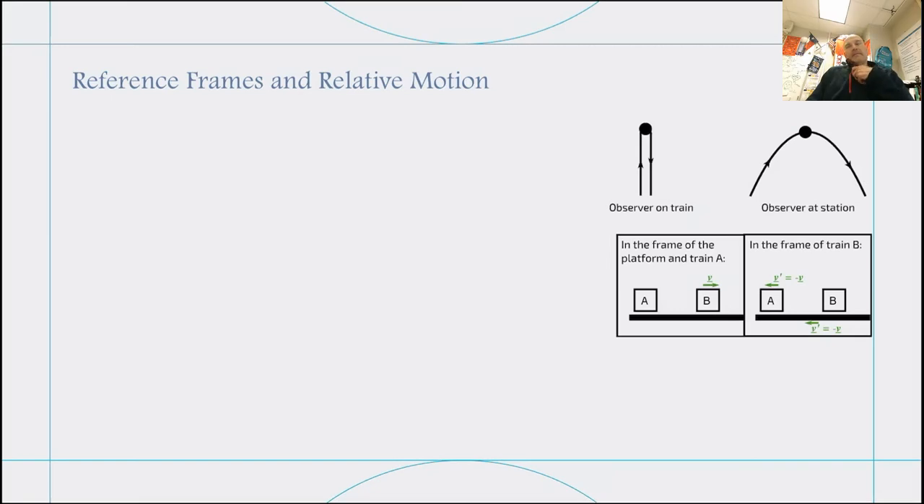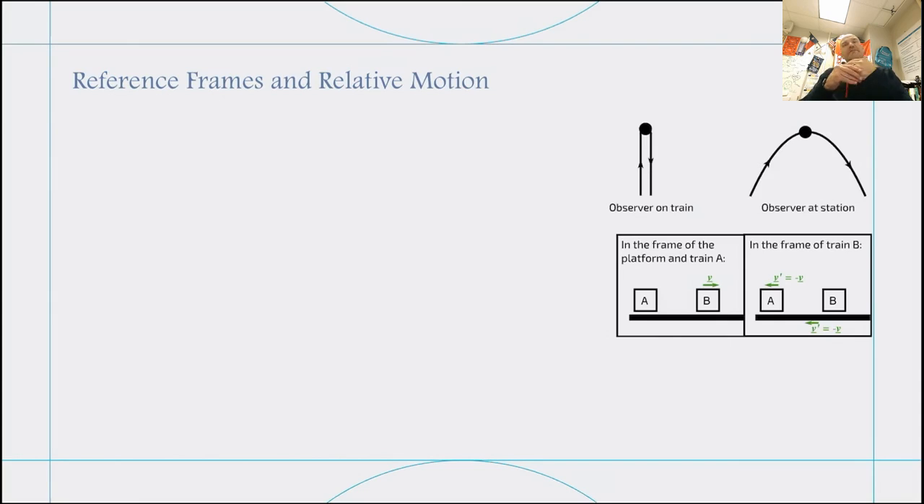Hi, welcome back to AP Physics C Mechanics. Again, we're still in our journey of kinematics. So this is topic 1.4. Yeah, this is topic 1.4, reference frames and relative motion.